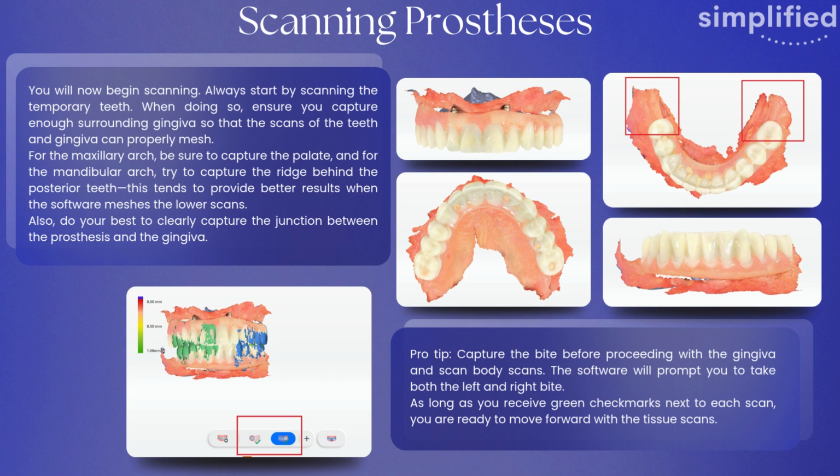Pro tip: capture the bite before proceeding with the gingiva and scan body scans. The software will prompt you to take both the left and right bite. As long as you receive green check marks next to each scan, you are ready to move forward with the tissue scans.